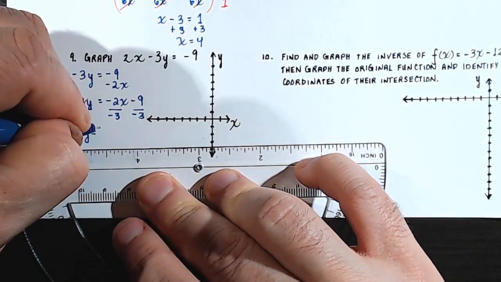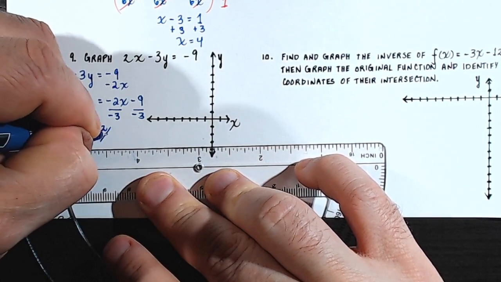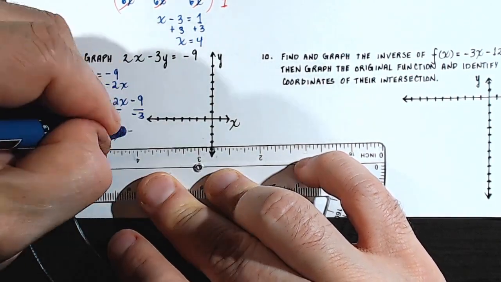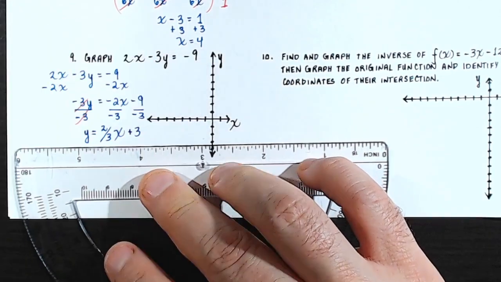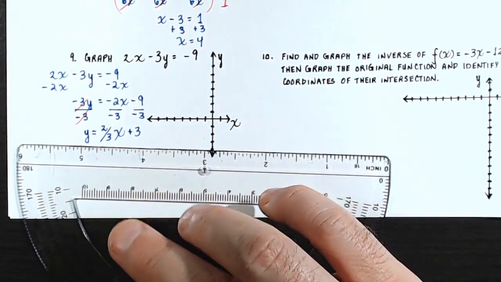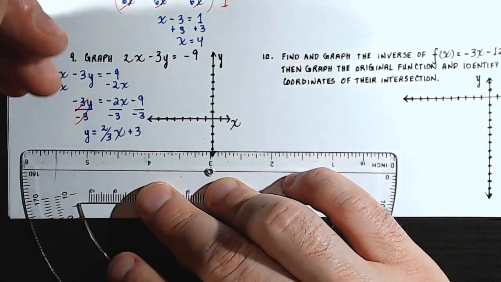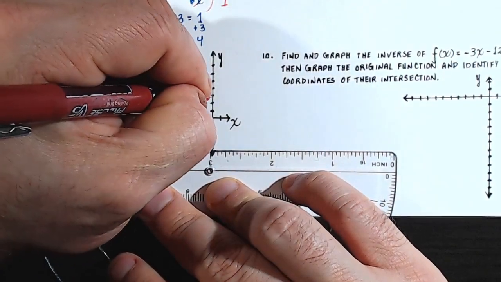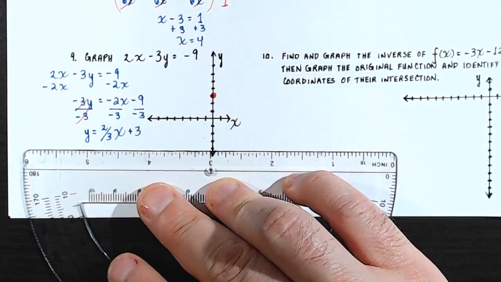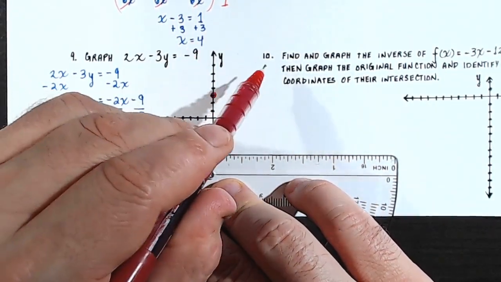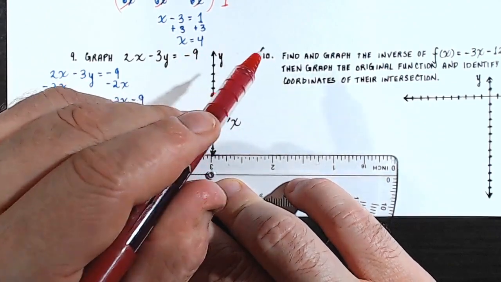Well, negative 2x over negative 3 is just 2/3 x. And then negative 9 over negative 3, that's plus 3. So now I've found the slope-intercept equation of the line. I can plot it now. So I've got the y-intercept at positive 3. And rather than plot in rise over run this way, I'll just go backwards.